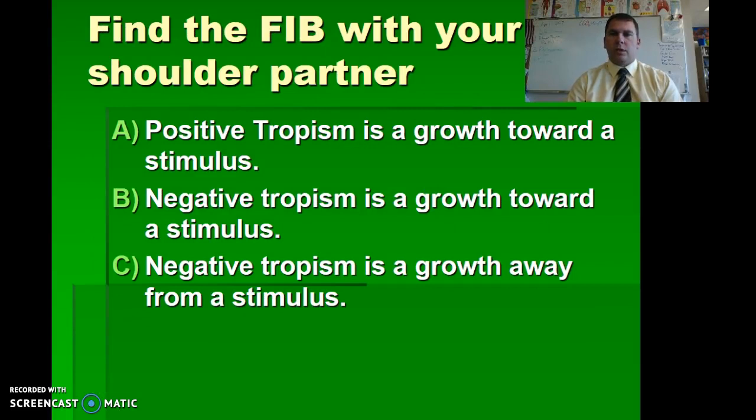So, I am encouraging conversation between you and your shoulder partner. Find the fib. In other words, which one of these statements is not true? Is it A, positive tropism is a growth toward a stimulus? B, negative tropism is a growth toward a stimulus? C, negative tropism is a growth away from a stimulus?